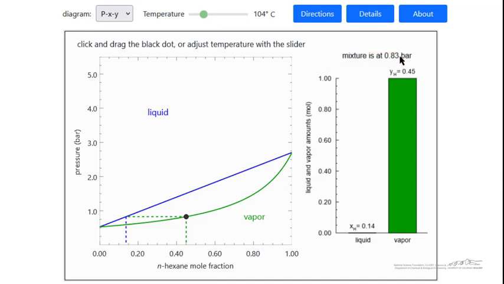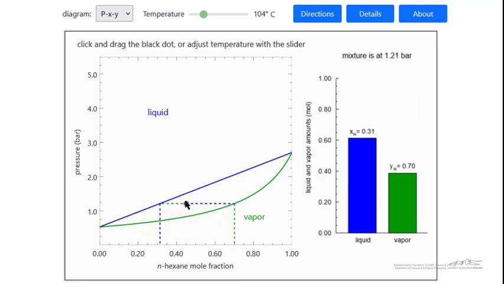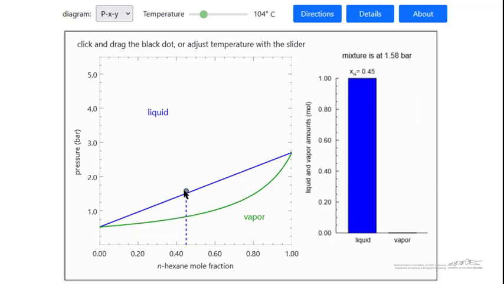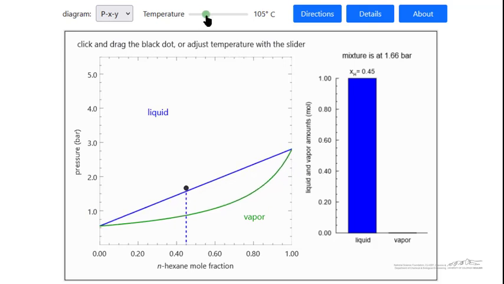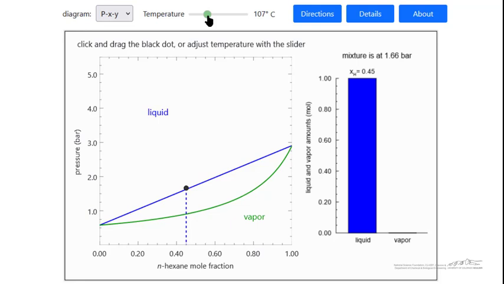Another way of looking at this is to fix a pressure. So let's move the dot to, say, a pressure of 1.66 bar. At this pressure, if we want the bubble temperature, I can raise the temperature until right there the first bit of vapor is forming, at a temperature of 108 degrees C. So that says at this pressure, the bubble temperature is 108 degrees C.